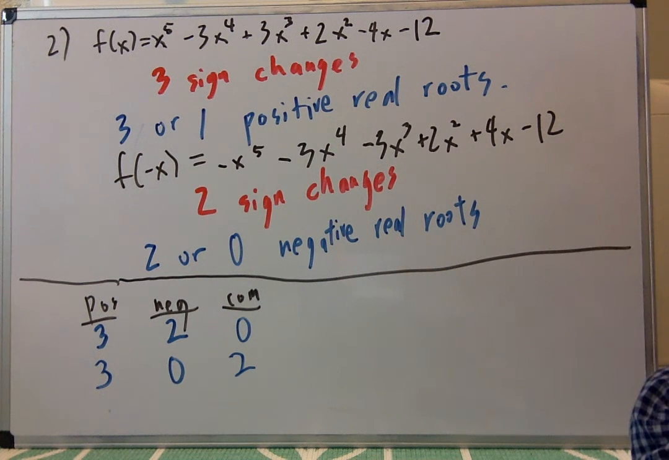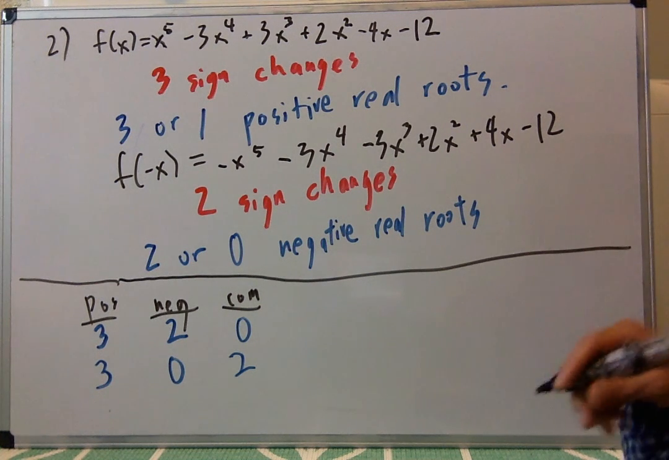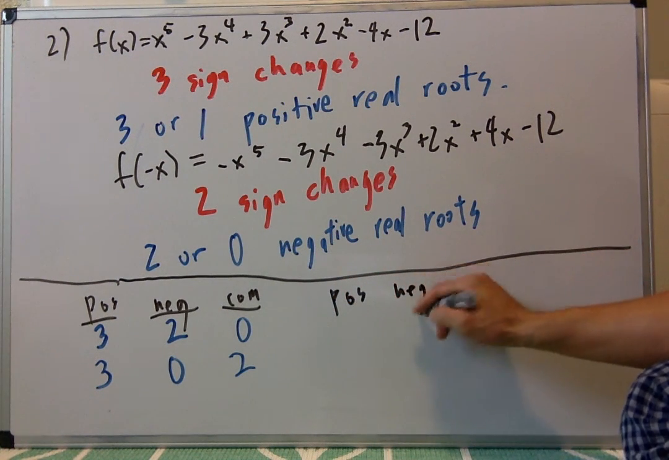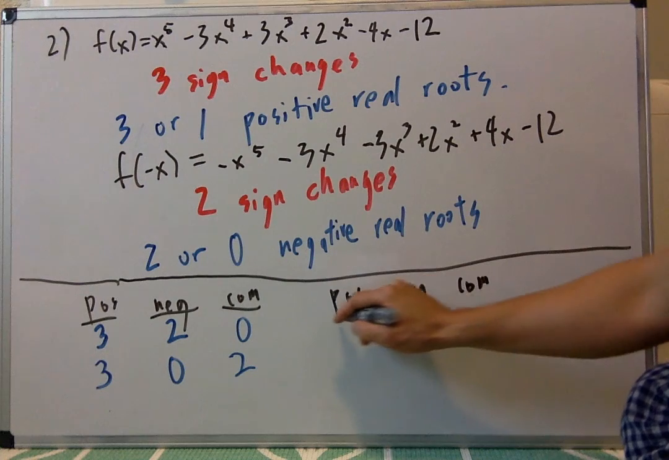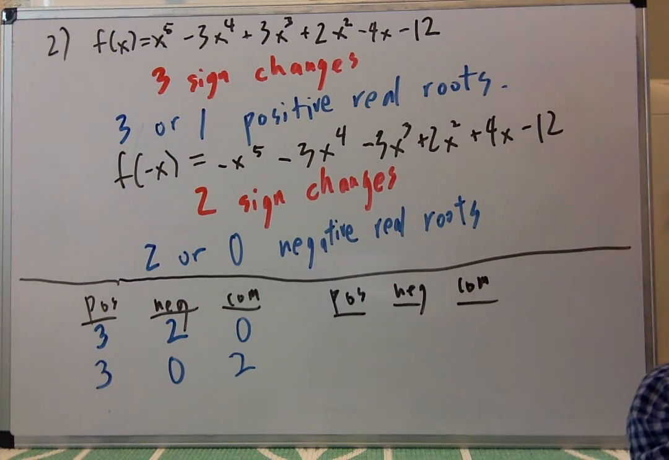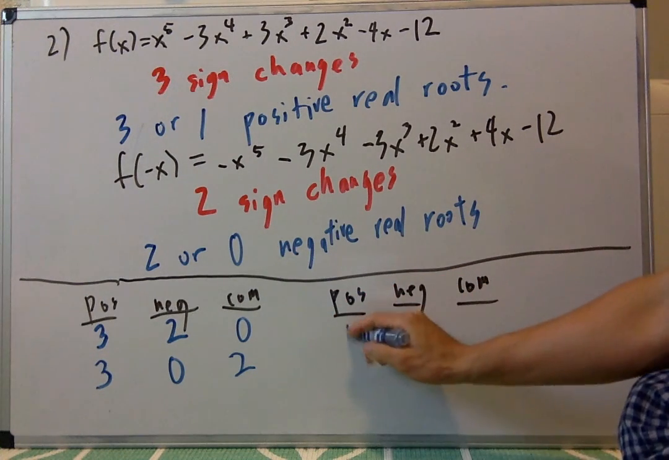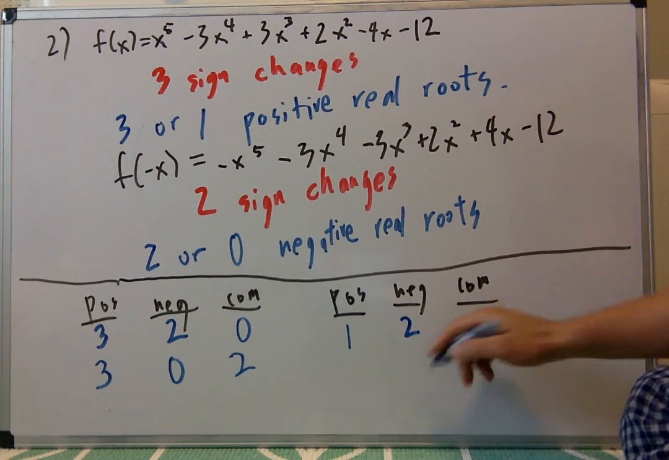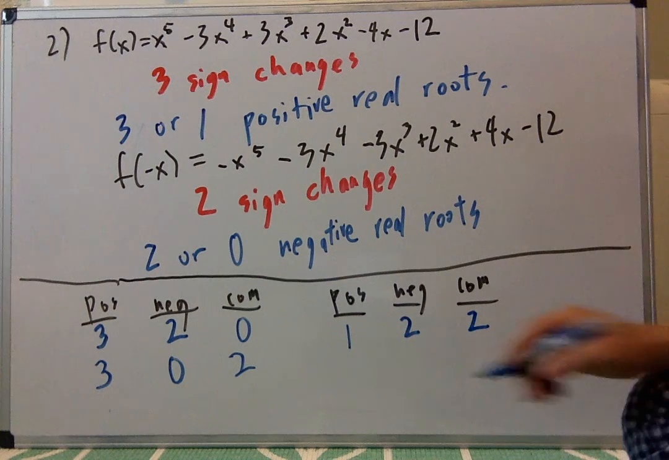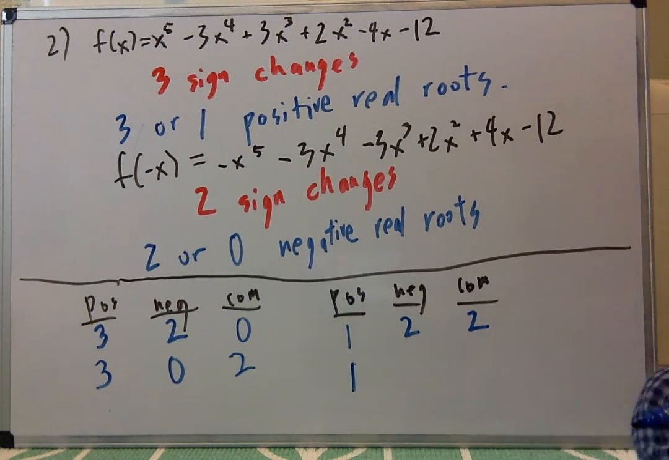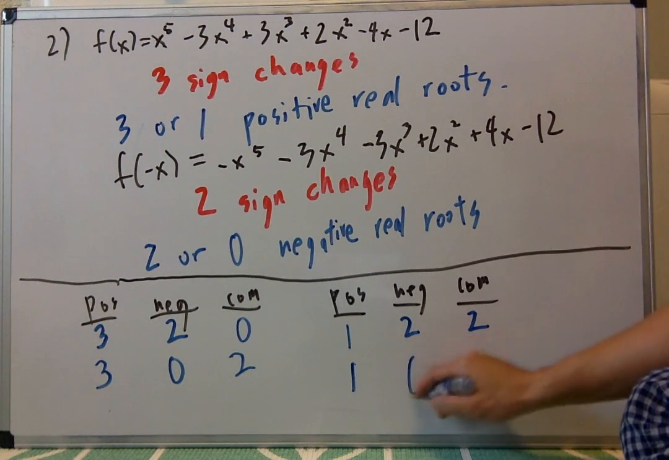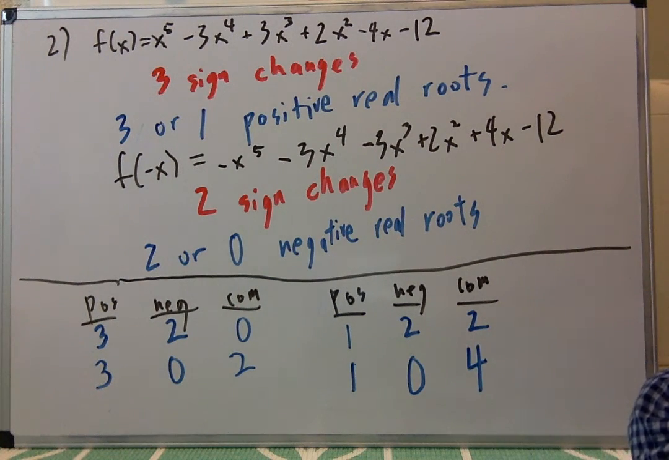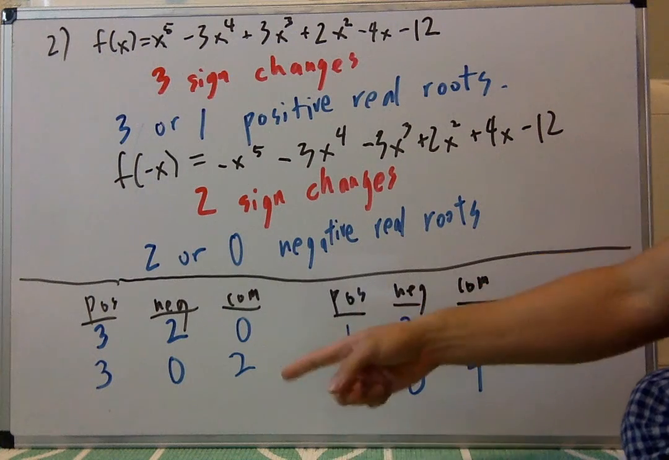All right, I haven't done the possibilities when there's 1 positive real root, so I have to put that over here. So here's the other possibilities. I could have just 1 positive real root, and then I could have 2 negatives. That's 3, but I need a total of 5, so that means 2 complex. Or I could have 1 positive, I could have 0 negatives, which means I have to have 4 complex. Okay, so these are the 4 possibilities.